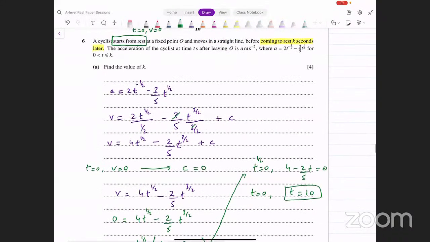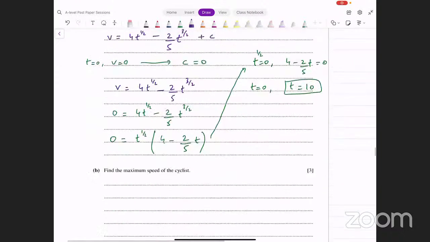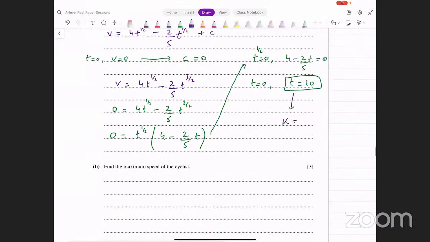Time जब वो दोबारा उसकी velocity 0 होती है, वो time कितना था उसने k से represent किया हुआ. ठीक है, तो k की वैल्यू क्या होगी यहाँ पे? k की वैल्यू हम लिखेंगे k की वैल्यू is 10. That's the value that we were looking for there. K equals 10. All right.